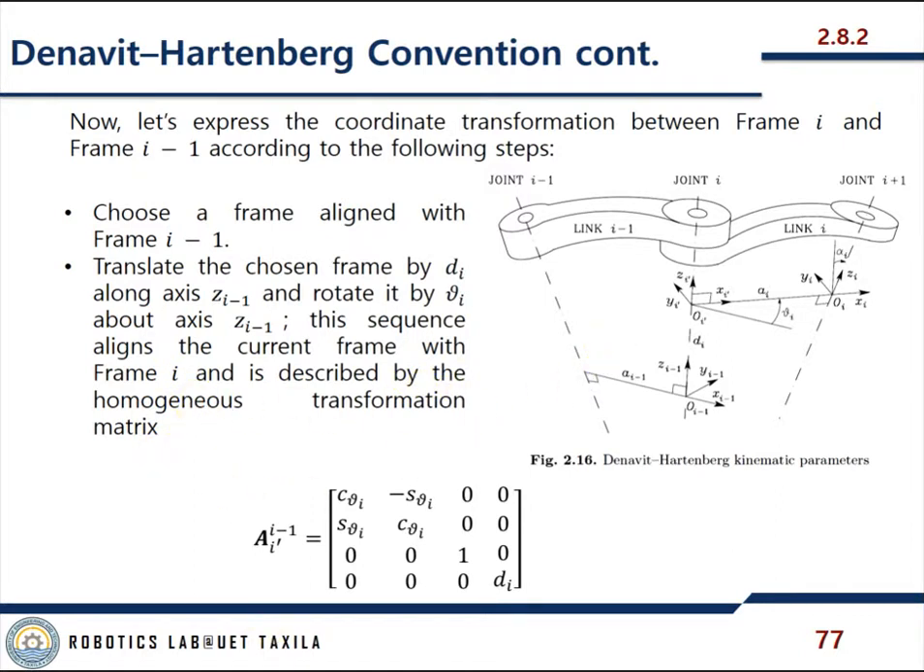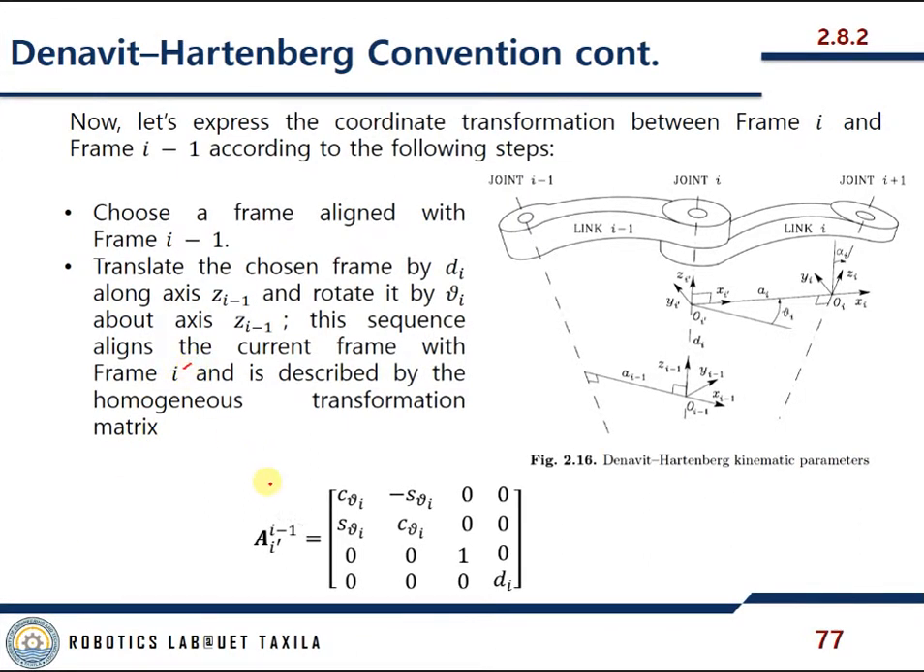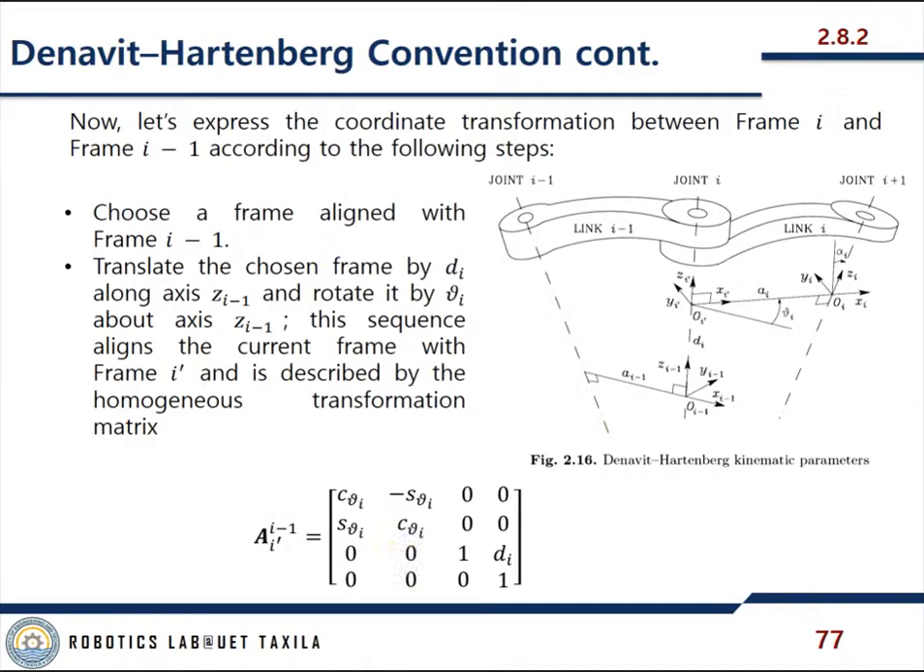So I'm sorry, this is going to be frame I dash. Okay, I have corrected this with I dash, and now we have this transformation matrix, this rotation matrix here, and we are moving from I dash frame to I minus 1, which is I dash to I minus 1. So we have this di for the translation because the transformation has occurred along the z axis, so from here to here.